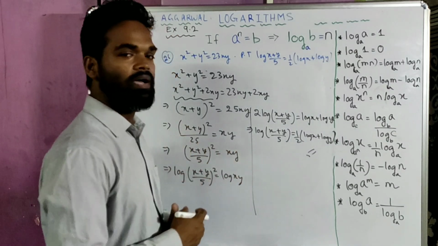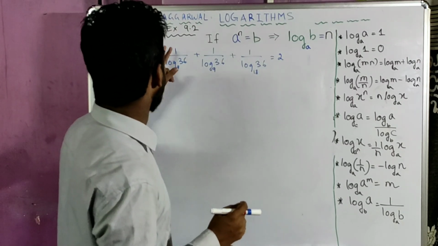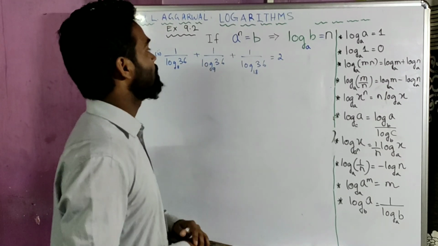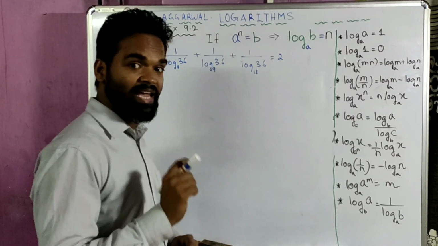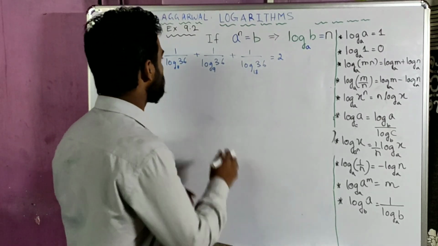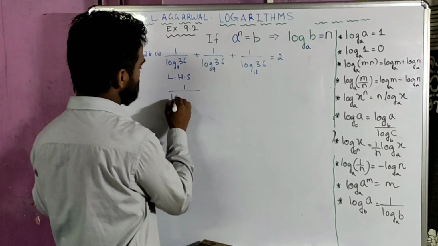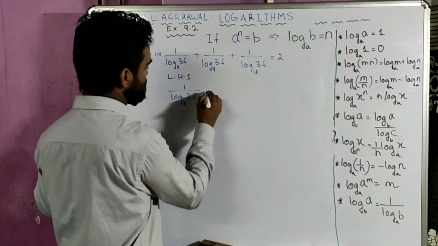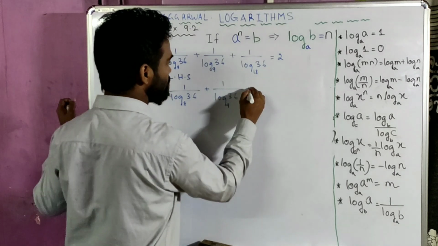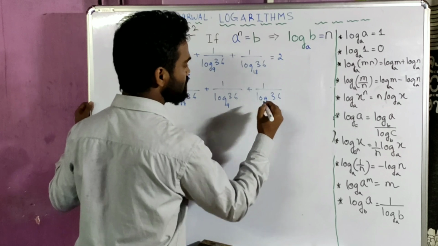You can pause the video and see the sum. Now look at 28 part 2. They have told us to prove that 1 by log 36 base 8 plus 1 by log 36 base 9 plus 1 by log 36 base 18 is equal to 2. Now look at this one, the base changing rule. LHS first. Your LHS is 1 by log 36 base 8 plus 1 by log 36 base 9 plus 1 by log 36 base 18.